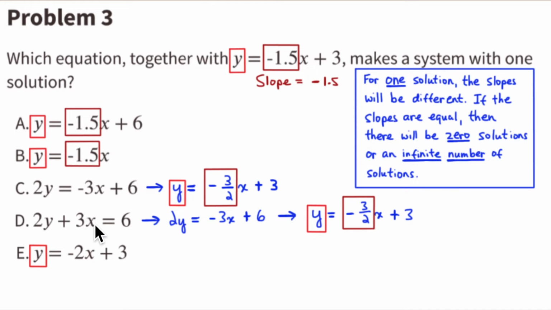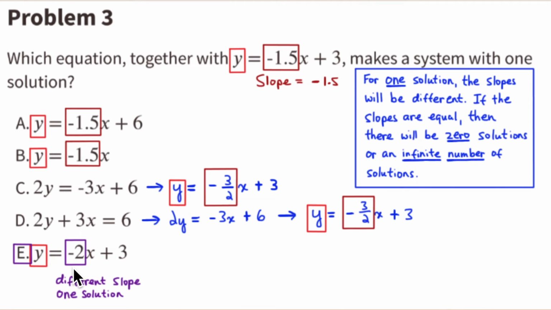In this equation, I added a negative 3x to both sides. So this becomes negative 3x plus 6, which matches this equation. And again, just divide through by 2, and you're going to get the same equation. So the graphs of each of these three, this equation here and this equation up here, are all the same. Their graphs will land right on top of each other, so there will be an infinite number of solutions. Same slope, same y-intercept.